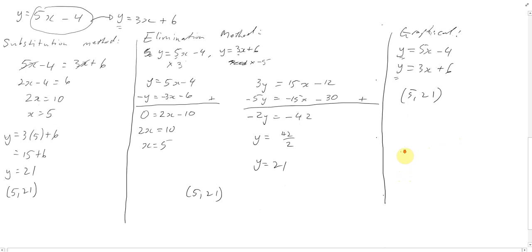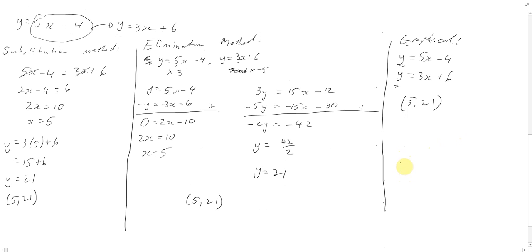There's all three methods for that one. So please use these examples to help you out. Remember, you only need to use one method at a time to solve the questions in your textbook, and the hard part sometimes is just choosing which method you're going to use. So all the best for that, and I'll see you in class.